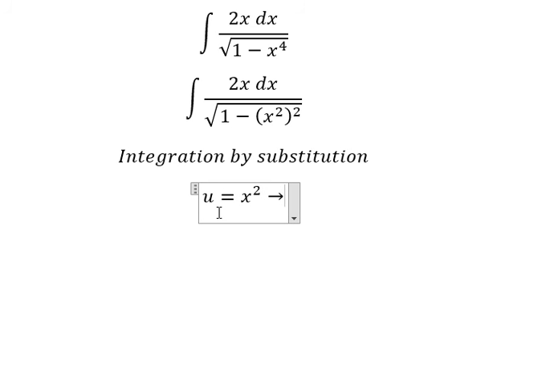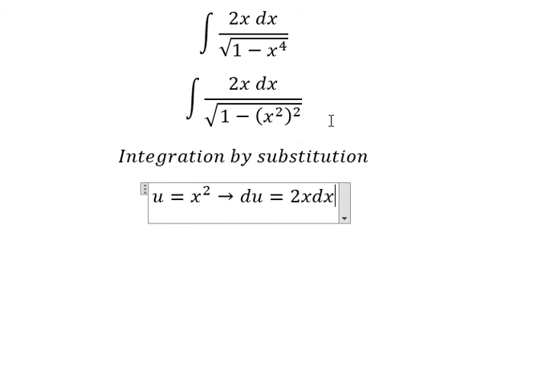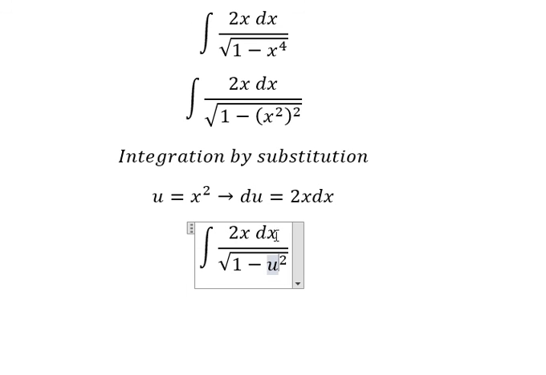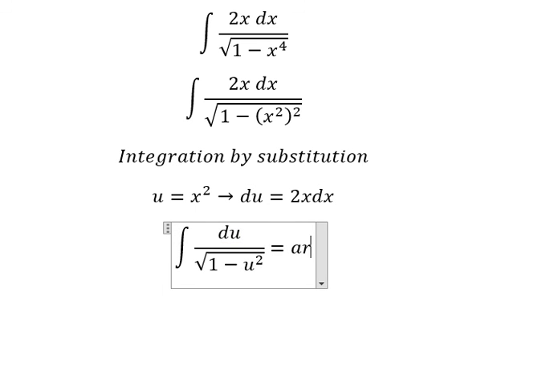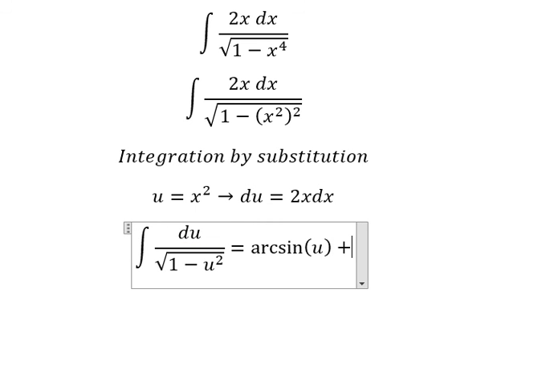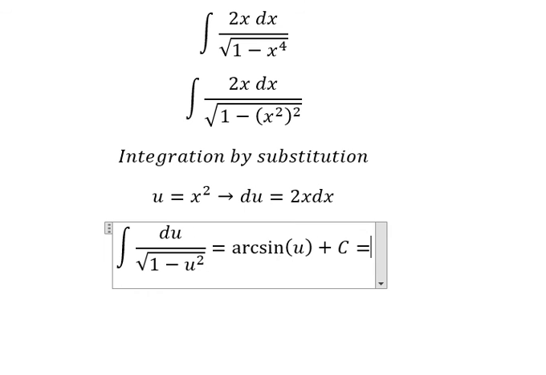Later we take the first derivative of both sides, and you get du equals 2x dx. This one we change by u. This one we change by du. The integration of this one, we have arcsine of u. And then we put c. About u, that's x squared.